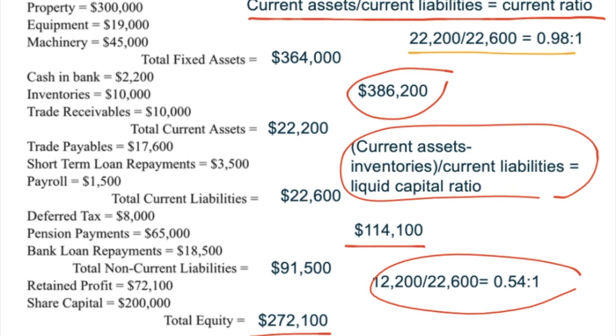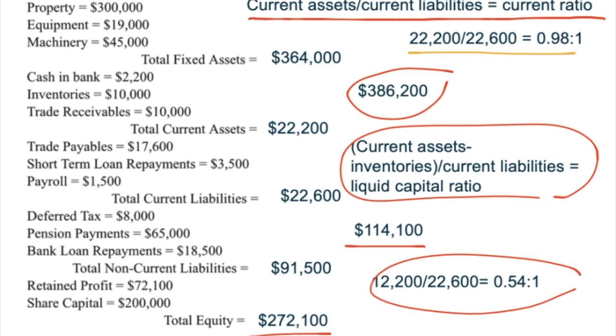So the difference between your current assets and your inventories is 12,200, because you're 22,200 minus 10,000. And then if you divide that by 22,600, which is your current liabilities, you only get 0.54. So they've got 54p for every pound. Now, obviously, the company is expected to sell its stock, so you may argue, well, what's the point in this formula? Because it'd be unrealistic for them not to.